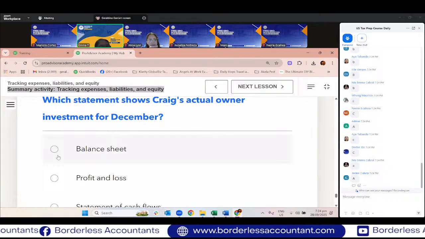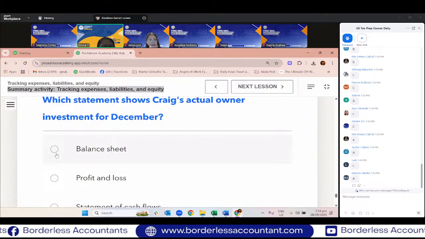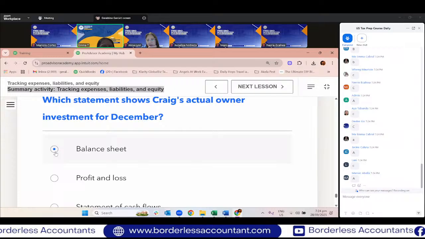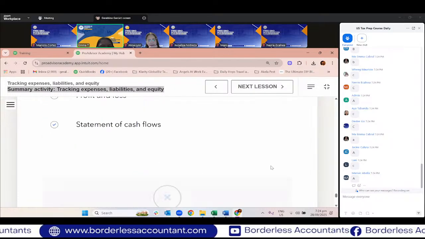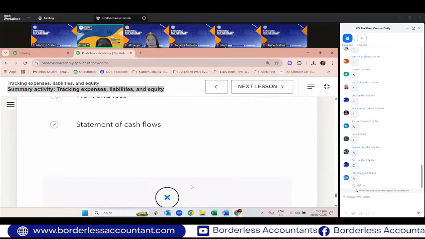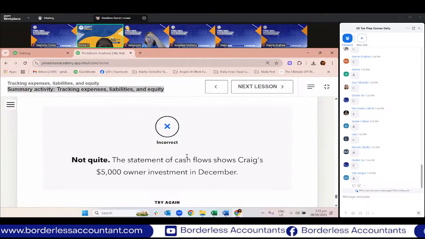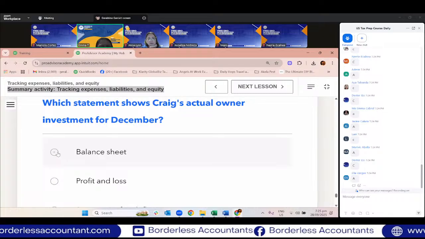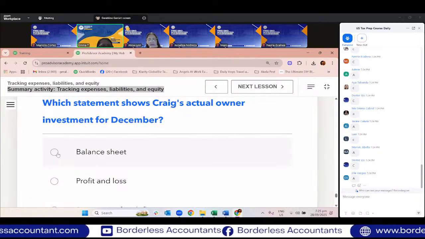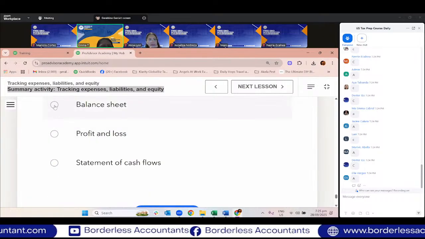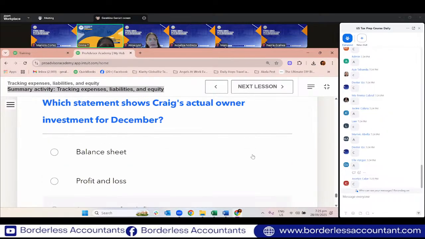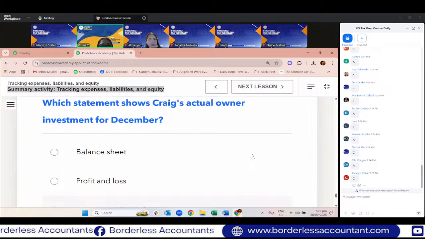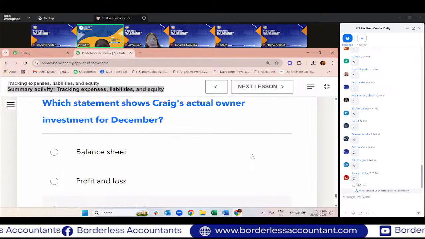So the owner's equity is found in letter A, balance sheet. Okay, can we submit? Thank you. Oh, no, not quite. The statement of cash flows. Okay, so let's try again. Which investment? Can you go back to the question, Bing? Thank you. Which statement shows Craig's actual owner investment for December?